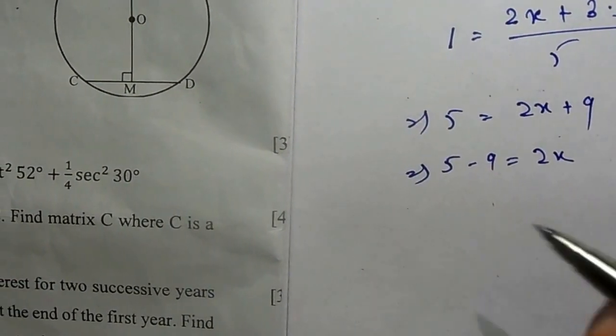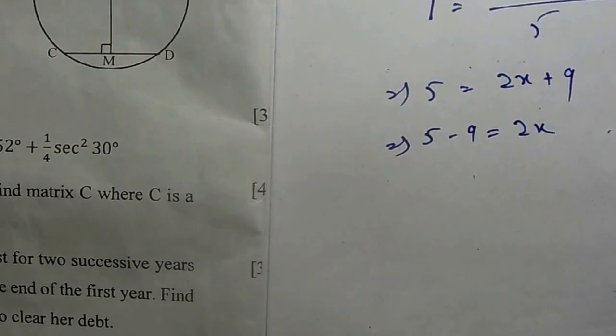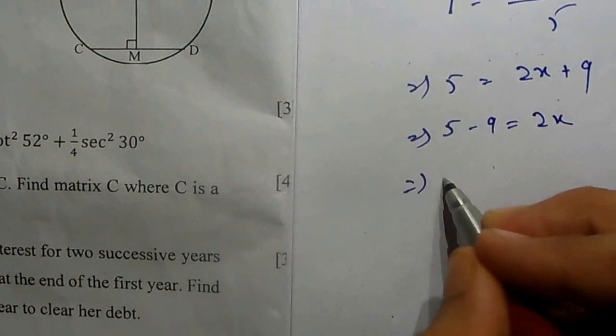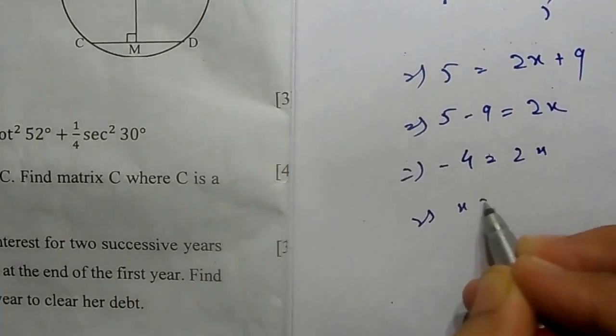Implies sign. This is very important. Now, the teacher will cut your marks if you don't give the implies sign. You know what teachers are. So this equals minus 4 equal to 2x. Therefore x equals minus 2.